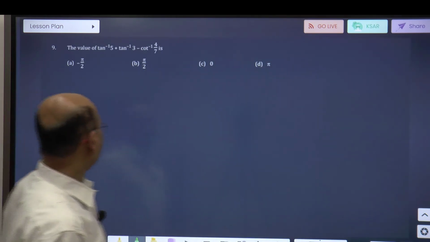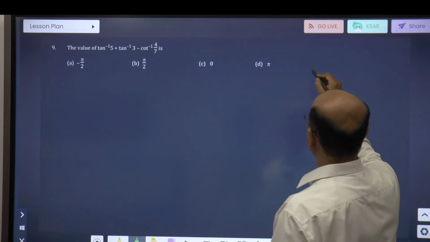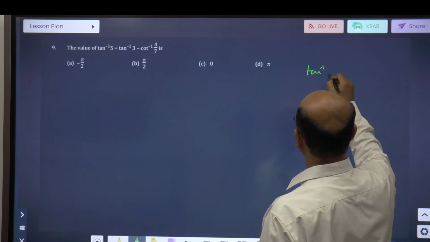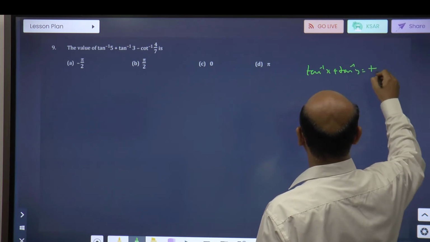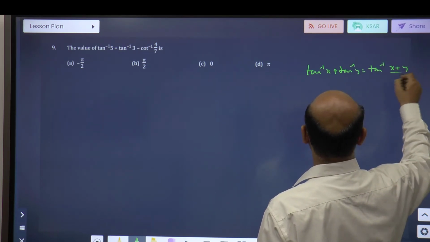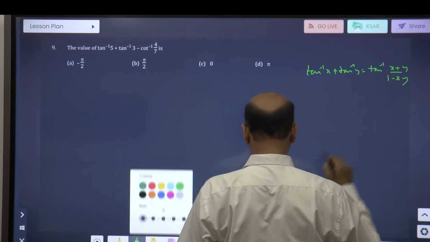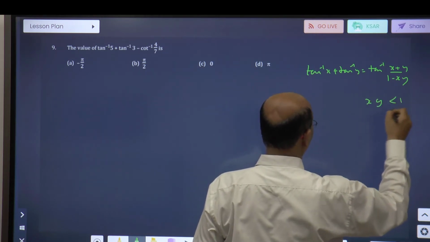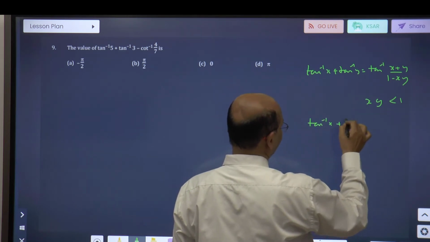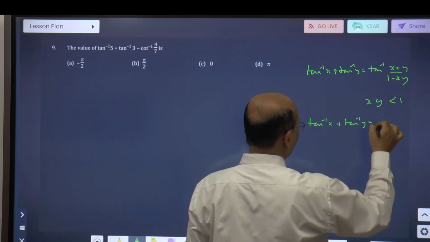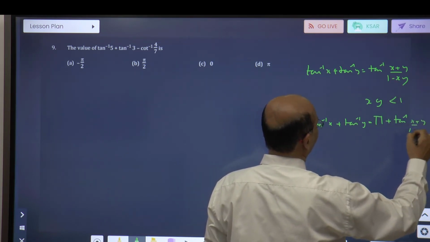tan inverse, this is a very tricky sum. Normally I will just tell you, it is like this: tan inverse x plus tan inverse y. I think we know the formula. It is tan inverse of x plus y upon 1 minus xy. Now in this case, only when xy is less than 1, you apply this formula. But in other cases, tan inverse x plus tan inverse y is pi plus tan inverse of x plus y upon 1 minus xy.